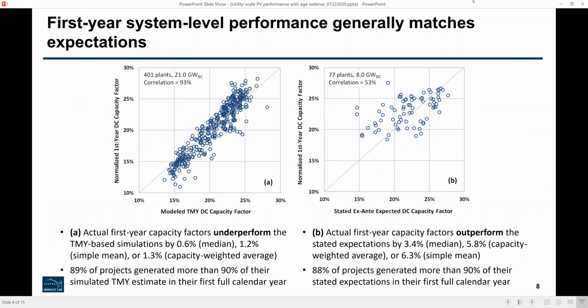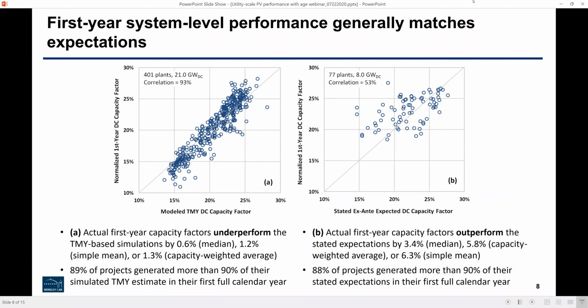Okay, moving on to our findings. We assessed first-year project performance in two ways. On the left, for the full sample, we compared irradiance normalized actual first-year capacity factors, which are shown here on the y-axis, to modeled TMY, or typical meteorological year capacity factors, along the x-axis. And as you can see, the correlation is pretty good at 93%. There is slight underperformance in the median, but these results do tend to be largely consistent with past studies that have looked at smaller samples.